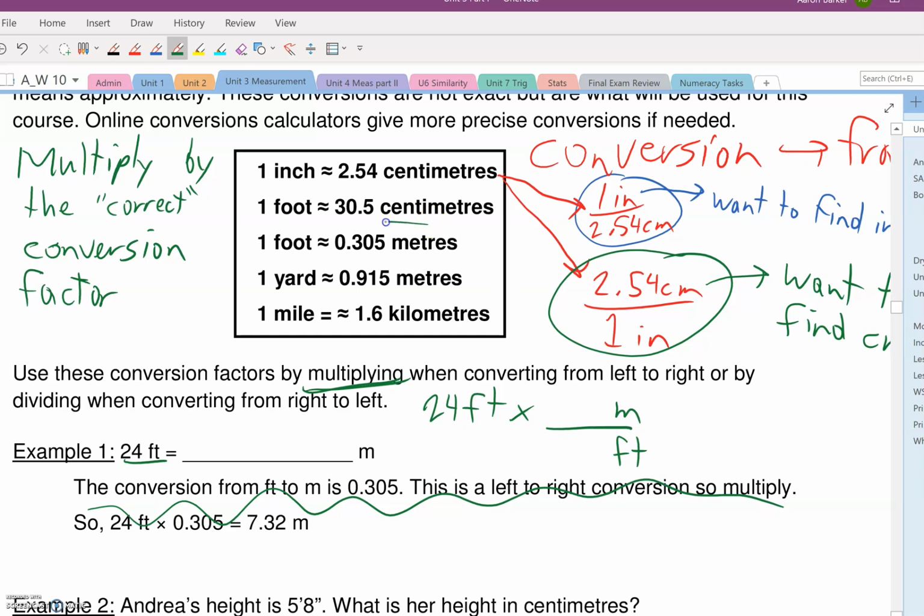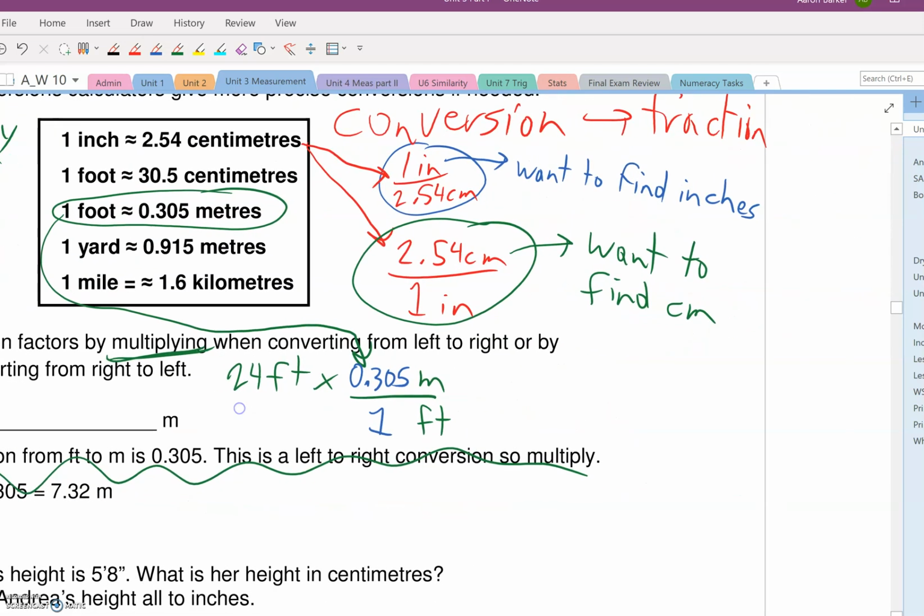So we look at the one with feet and meters, and now we have to create it so that it is in the proper format. The 1 foot must go on the bottom. The 1 goes on the bottom. And the meters, 0.305, must go on the top. It has to do that so that we end up with our answer in meters. Okay? What happens to the feet? Well, they cancel. And so what we're left with is our answer in meters.